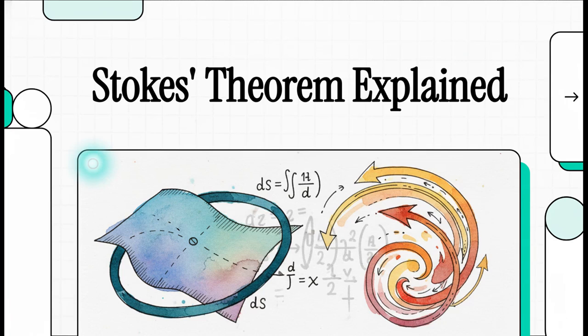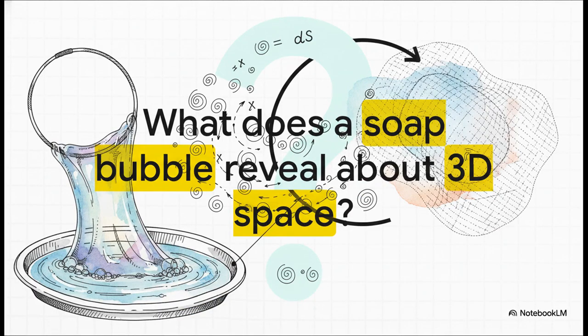In multivariable calculus, some concepts are so powerful they almost feel like a magic trick. Well, today we're going to pull back the curtain on one of the most elegant and frankly useful theorems of them all, Stokes' theorem. So, what does a simple soap bubble have to do with any of this? It might sound a little out there, but stick with me here.